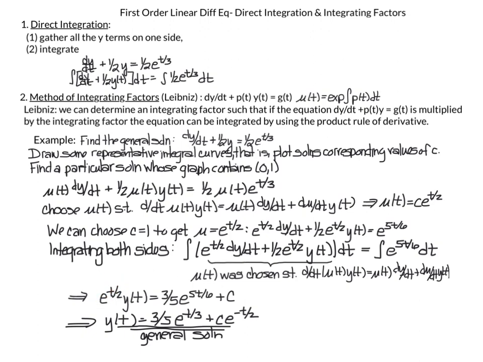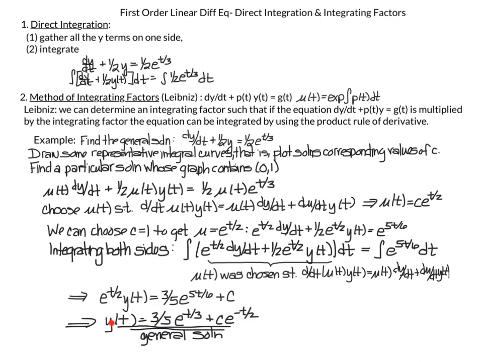And the derivative of e to the t over 2 is 1/2 e to the t over 2, which is right here. Okay? So again, mu was chosen so that the integral would fall out to be mu times y of t. And that's equal to integrating this side, 3/5 e to the 5t over 6 plus c, dividing both sides by e to the t over 2.